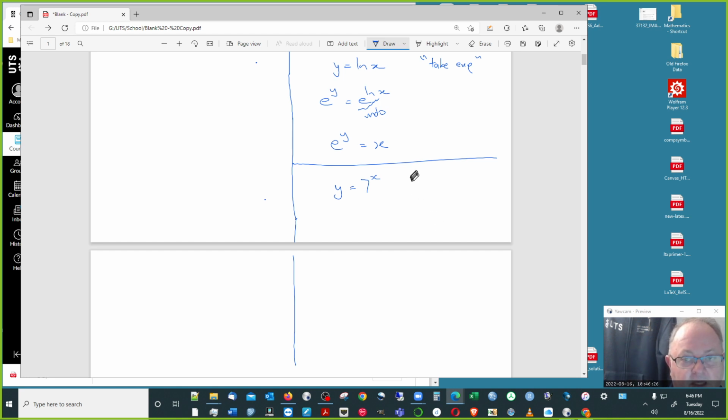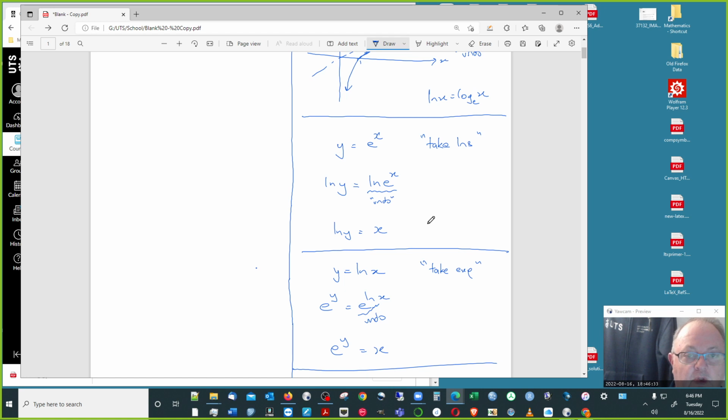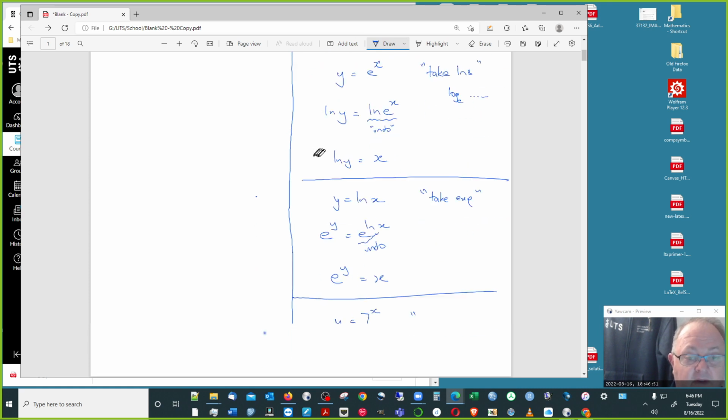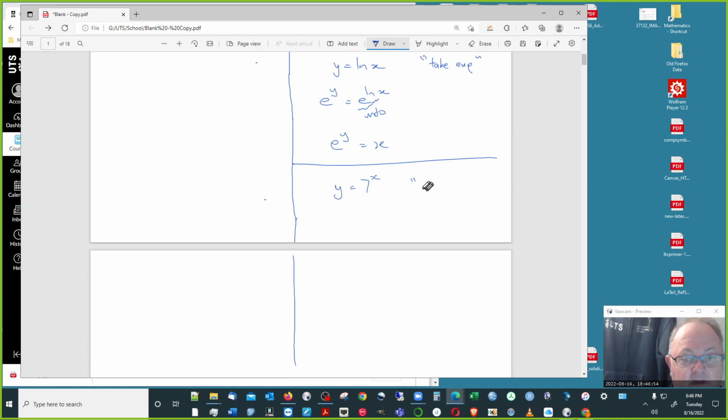Let's say, how do we undo the exponential? What did we do when we undid 2.73 and so on to the power of x? We took the log, didn't we? We took the log base e. That's how we undid it. So what do we think we'll do? Remember that e is a number, 2.7. So if the number's 7, what do we think we're going to do? We're going to take log base 7.